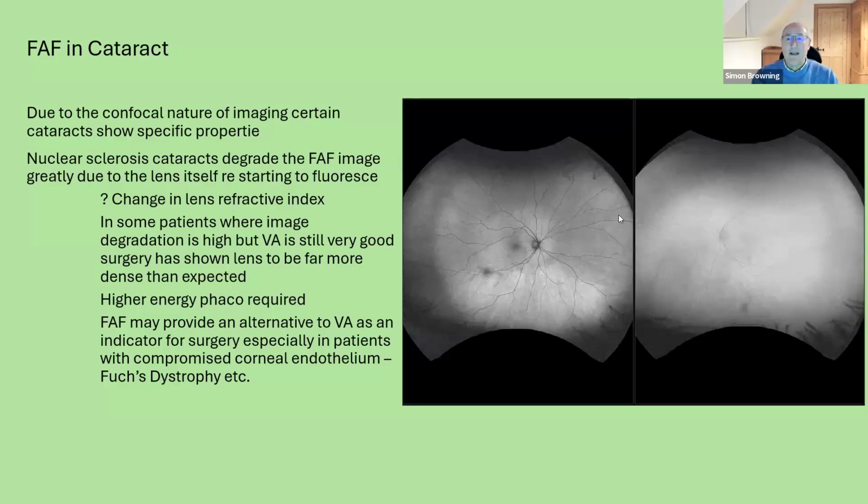And we've done that on a few occasions, and the results have been very, very good indeed, because each time it's been justified because the lens was much more dense than the consultant thought it would be. So again, quite by accident, it's a very, very useful thing to use.